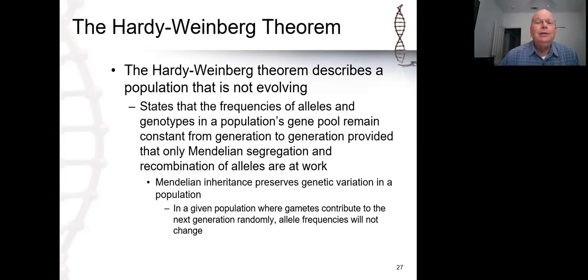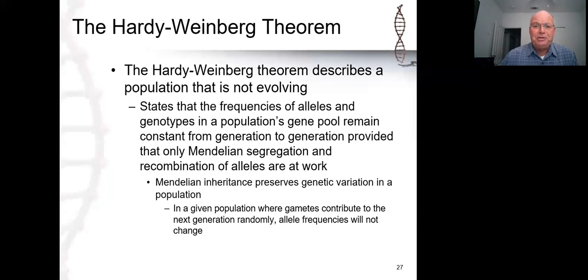Both Hardy and Weinberg sent papers in to the same journal, Nature, at roughly the same time. And when the editor read both of the papers, he realized that they were essentially stating the same thing. So he contacted both Hardy and Weinberg and asked if he could have their permission to publish the two papers together. And so the two papers were published together in the same journal, and both Hardy and Weinberg were given equal credit for the idea. Consequently, this became known as the Hardy-Weinberg theorem.